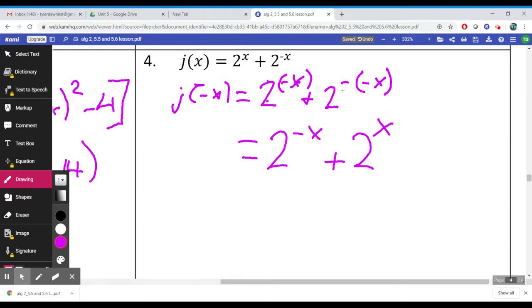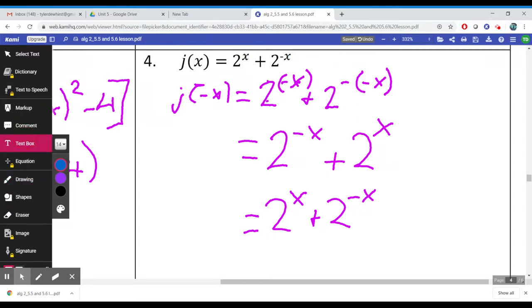So this doesn't quite look exactly like we had it in the beginning, but we know that because these are just being added together here and the order of addition doesn't matter, we can rearrange these. We can put the 2 to the positive x first and the 2 to the negative x second. So when we do that, it would look like this: 2 to the x plus 2 to the negative x. And now it actually does look exactly like j of positive x does, right? So since j of negative x and j of positive x are the same thing, we know that this is going to be an even function.